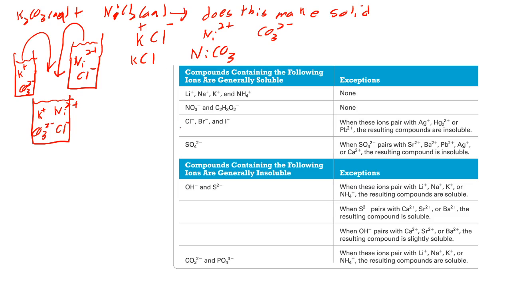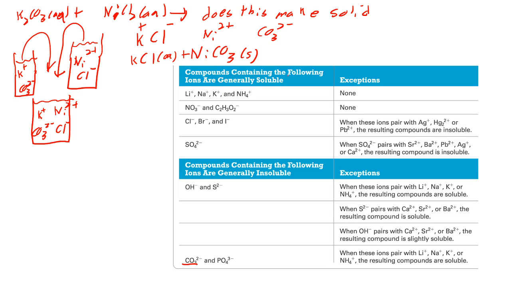So if I look up my rules for Cl or K, K has no exceptions. Cl doesn't have an exception for K, so this is going to be aqueous. Now the nickel carbonate, on the other hand, if we look up carbonate down here, it's usually insoluble, and nickel is not one of its exceptions. So this is going to make a solid. That means when I mix these together, I'm going to get a solid to form.